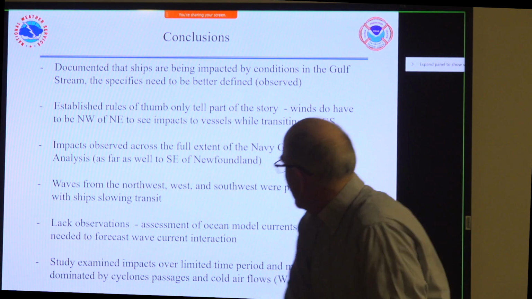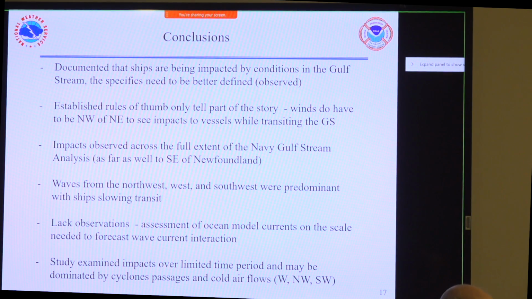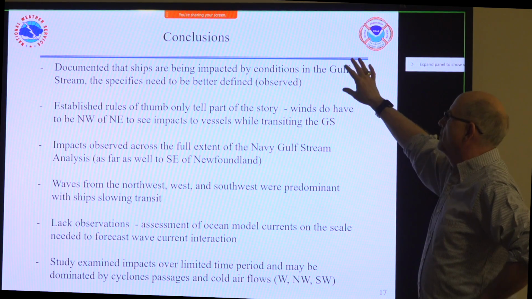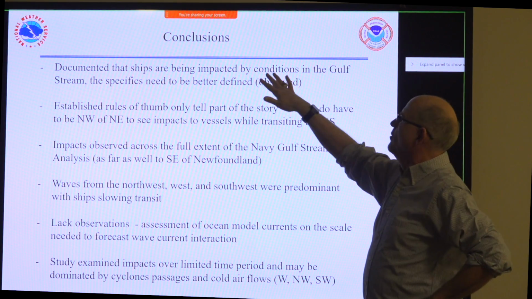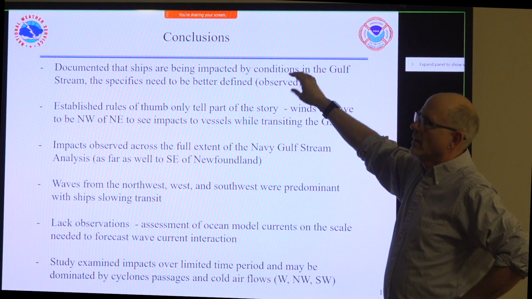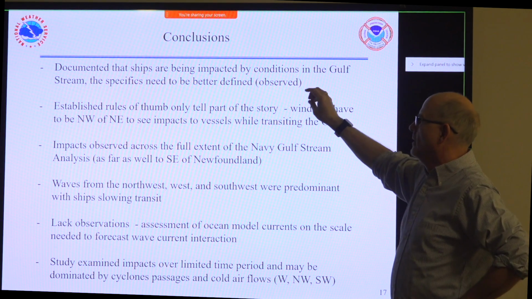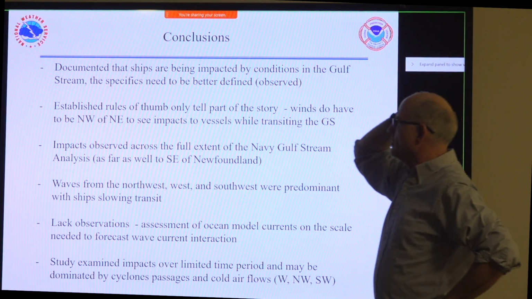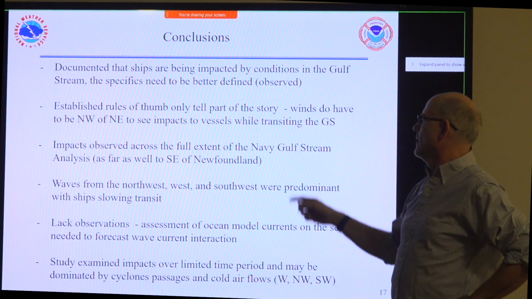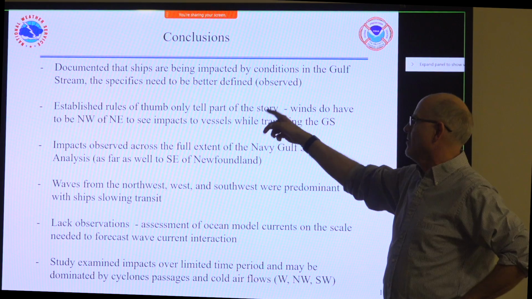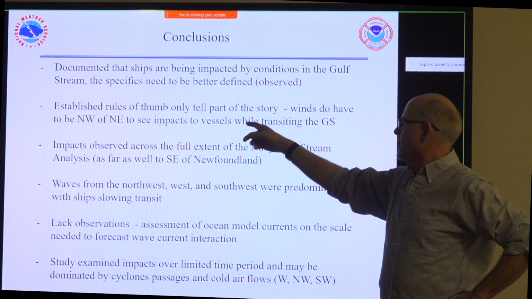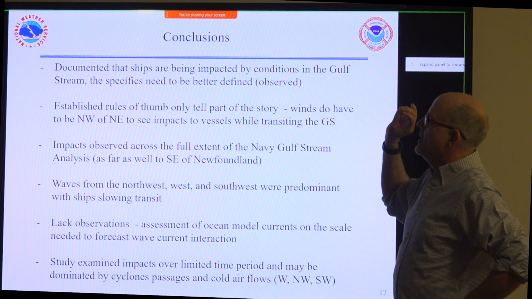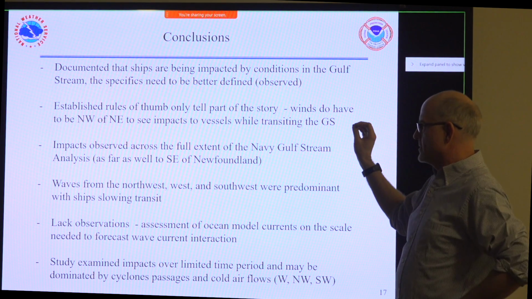Okay. So, let's wrap up. Our point was to document impacts of ships crossing the Gulf Stream. But we don't really know what the conditions are that are actually causing them to slow. Okay, so that's the first thing. Our next thing is that the established rules of thumb only tell a small portion of the story. When you look at the percentages, we had a lot of southwesterly generated waves, a lot of southwesterly wind with impacts that were not in the Navy's old rules of thumb.